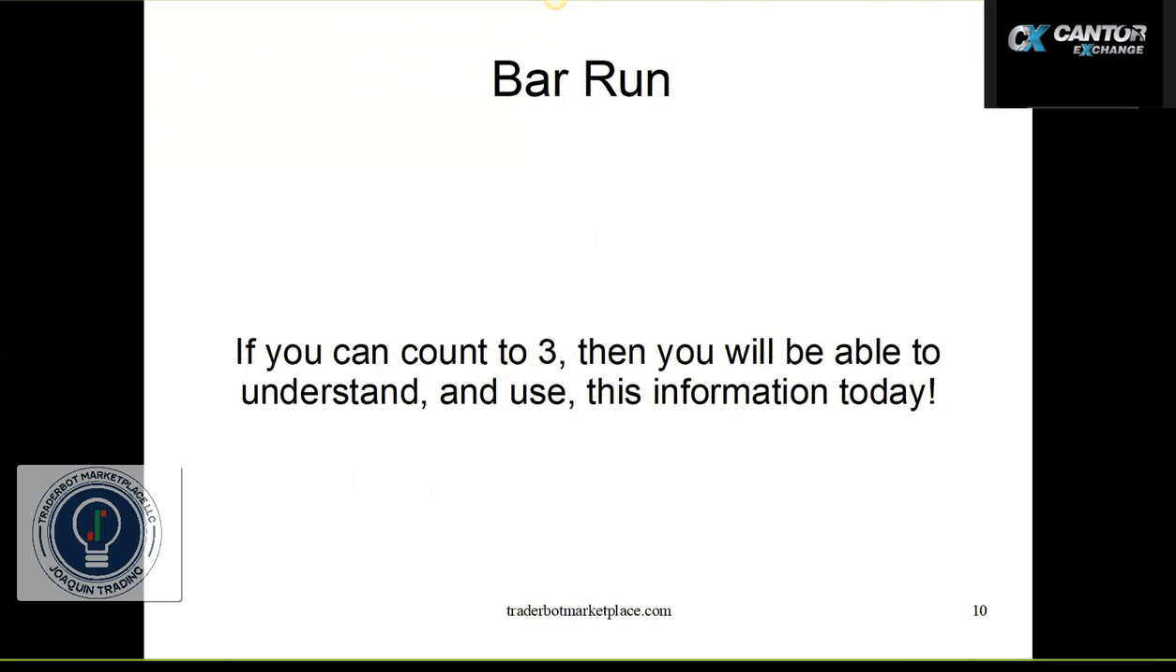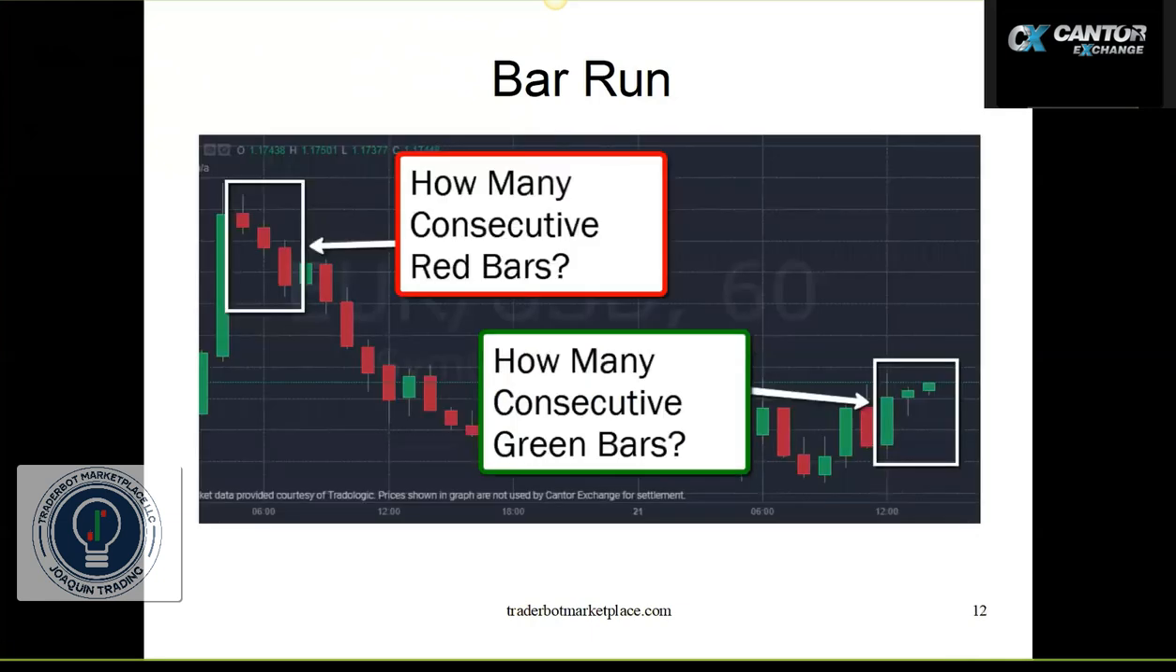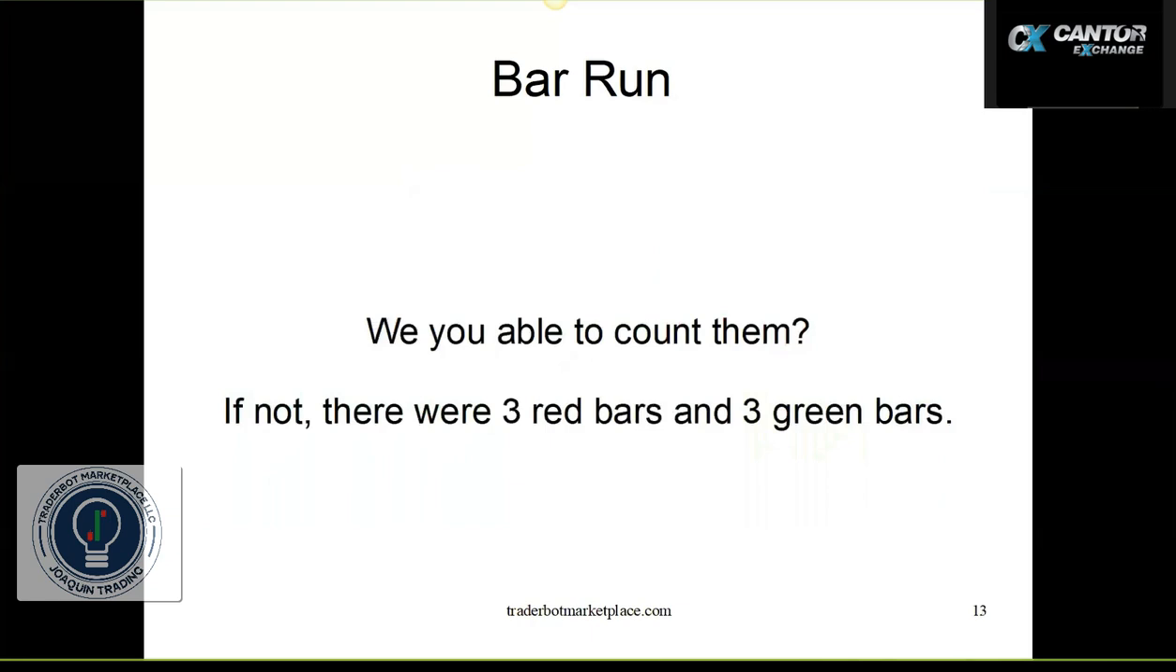If you can count to 3, then you'll be able to understand and use the information we're going to talk about today. So start counting. Let's all count to 3 together like a kindergarten class. 1, 2, 3. Okay, so look at these bars over here. You see these 3 bars, 1, 2, 3. There's 3 consecutive, and I want you to remember that, consecutive. 3 consecutive red bars. Now, how many consecutive green bars are right here? 1, 2, 3. You can count those. Were you able to count them?